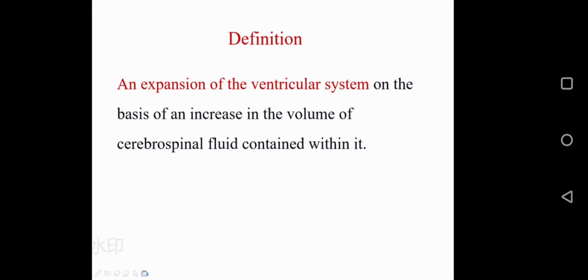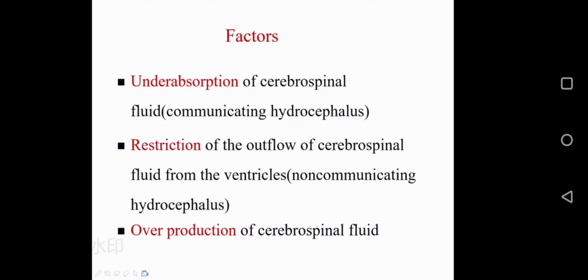The main feature is that the ventricles are dilated compared to the sulci. The temporal horns are particularly sensitive to the increase of cerebrospinal fluid pressure, especially when we find the temporal horns are greater than 2 mm in size. They are divided into 2 types, communicating and non-communicating hydrocephalus.